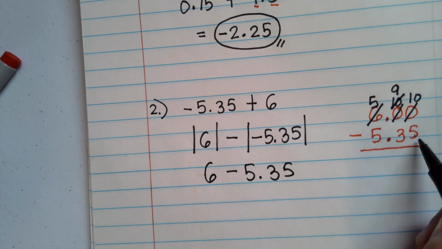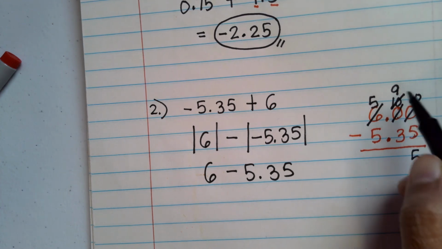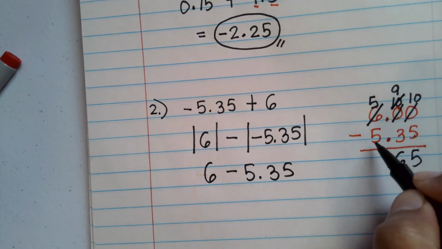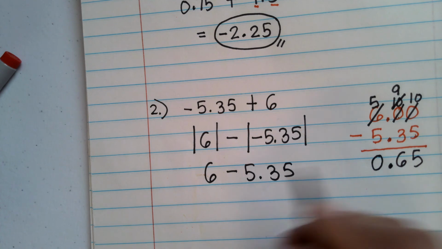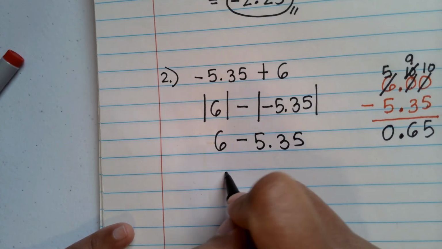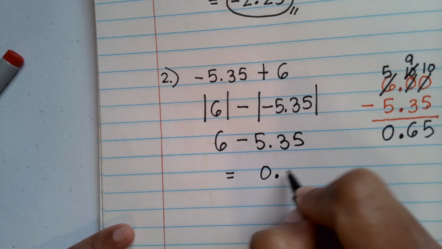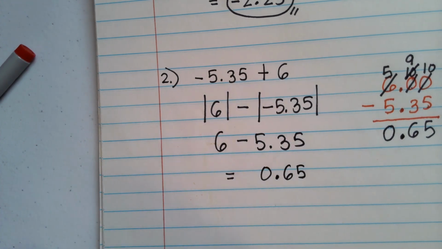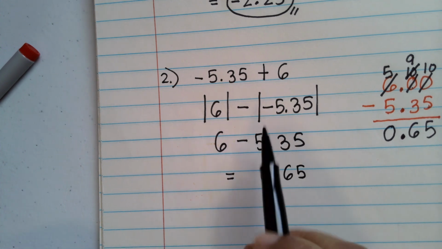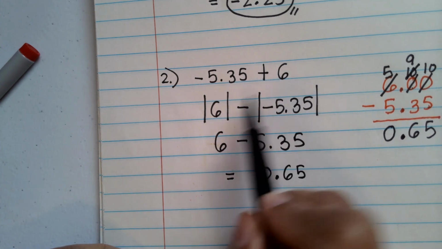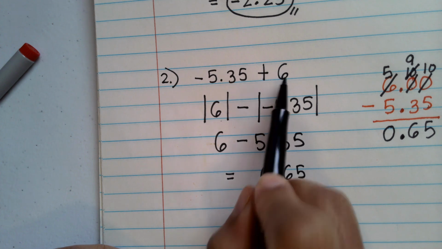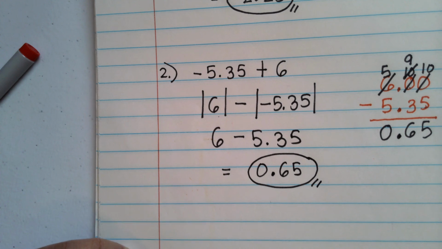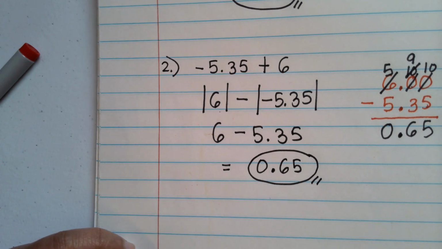So we have 10 take away 5 is 5, 9 take away 3 is 6. Copy that decimal point, and 5 take away 5 is 0. So we'll just have 0. So here, the result is 0.65, or 65 hundredths. Now, we are going to copy the sign of the number with the higher absolute value, and since 6 has a higher absolute value, we are going to copy the sign of 6. So the result is positive 0.65. I hope that helps. Please let me know if you have any questions.